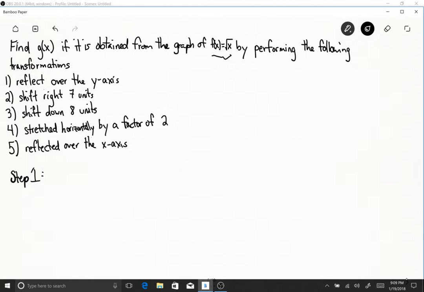So step 1, reflect over the y-axis. So what have we done when we reflect over the y-axis? Well, we take, first off, our square root of x, and if we're going y-axis, that goes on the inside, so that's f of negative x. So in this case, we get square root of negative x. And so we'll call that f1 of x.